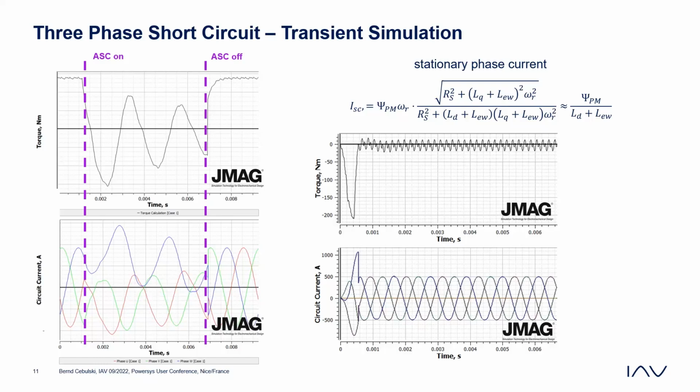And you see here the current and also the torque reaction, especially the current has a peak on the first overshoot, which can easily destroy the inverter.